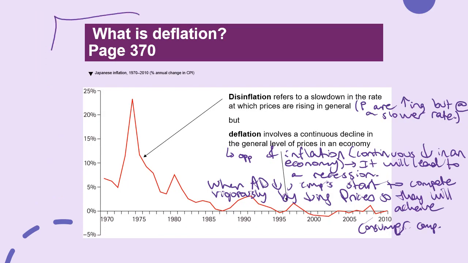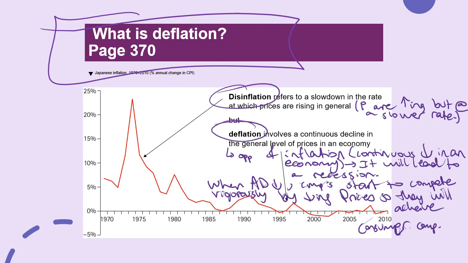Now, finally, what is deflation? There are two new terms that I would like you to understand. We have disinflation and we have deflation. Disinflation means that the prices are increasing, but at a slower rate. So as you can see, it will be going down. This is the disinflation. Whereas deflation is when it is negative. So at that point, this is deflation.